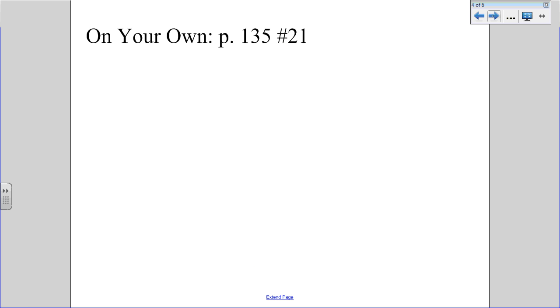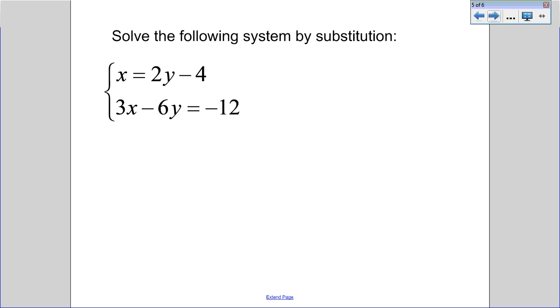All right, so ladies and gentlemen, you can either pause the video now or do these when you're all done watching. But on page 135, the handout, remember this isn't in your book, this is in the handout, you need to do number 21. All right, let's take a look at one last example here.